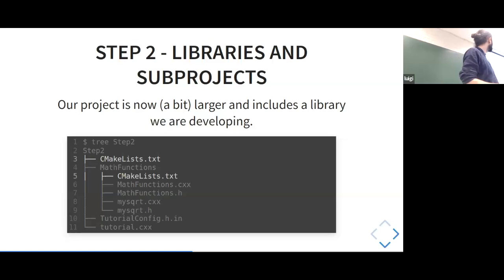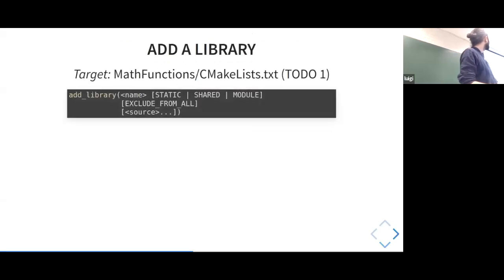So how do I add the library? Now we have two different CMakeLists.txt, so don't get confused here. We are not going to modify the main one that is in step 2, but the one that is in step 2/MathFunctions.